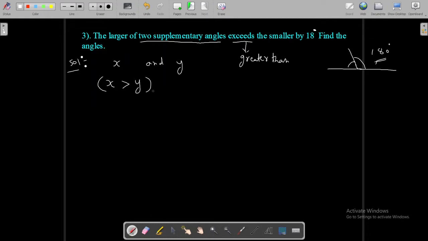So I am taking x as the greater angle. We know that when you add these two angles, I am getting 180 degrees. So according to supplementary angles, I will write x plus y is equal to 180 degrees. So this is equation 1.